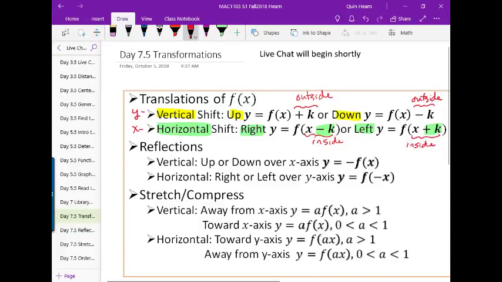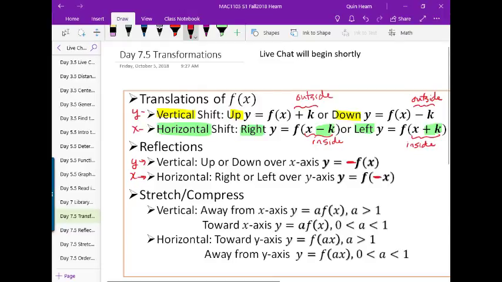All right, so today we're going to talk more about reflections and stretching and compressing the graph. Reflections have to do with when you see a negative sign thrown in there. If it's a negative inside the parentheses, it negates the x coordinates, so it results in a horizontal reflection. If there's a negative outside the function, outside the parentheses, outside the square root, then it's going to affect the y.